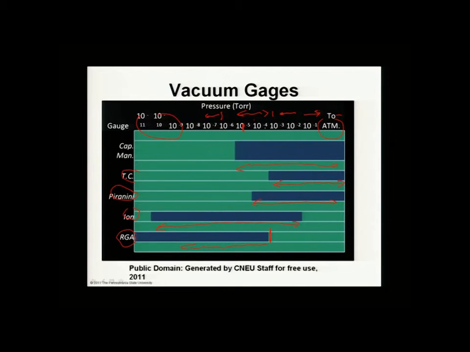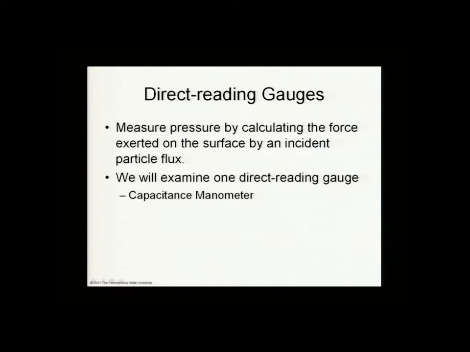Let's talk more about these different kinds of pressure gauges. Well, we can classify these pressure gauges that we just talked about in two ways. We can call them direct reading gauges, or we can call them indirect reading gauges.